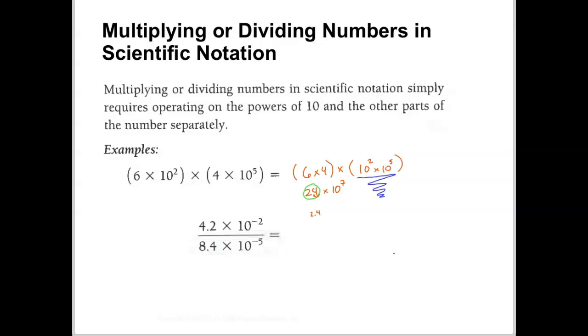So that would be 2.4 times 10 to the first. And then I still have times 10 to the 7th. And then once again, I can just add the exponents there. So now 2.4 times 10 to the 8th. That is in scientific notation.